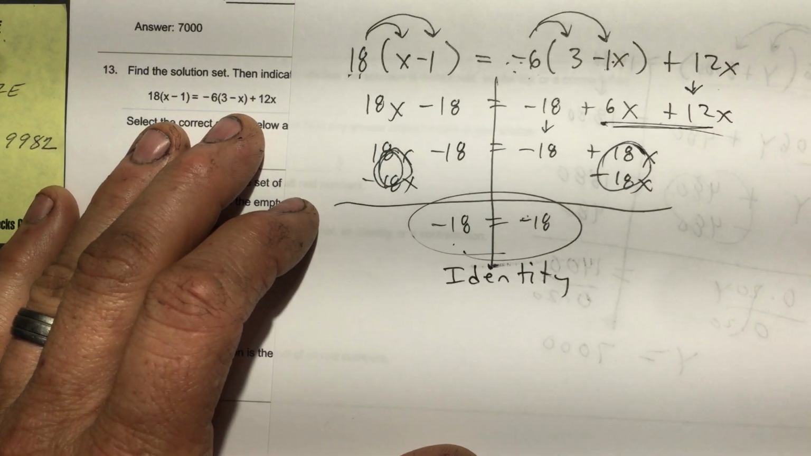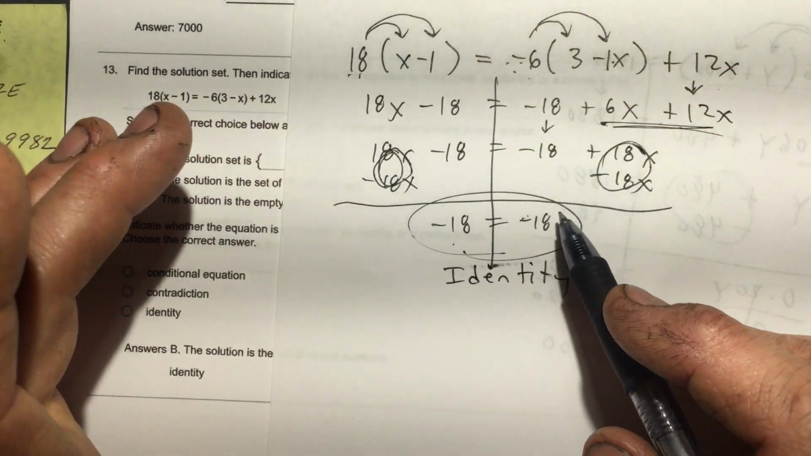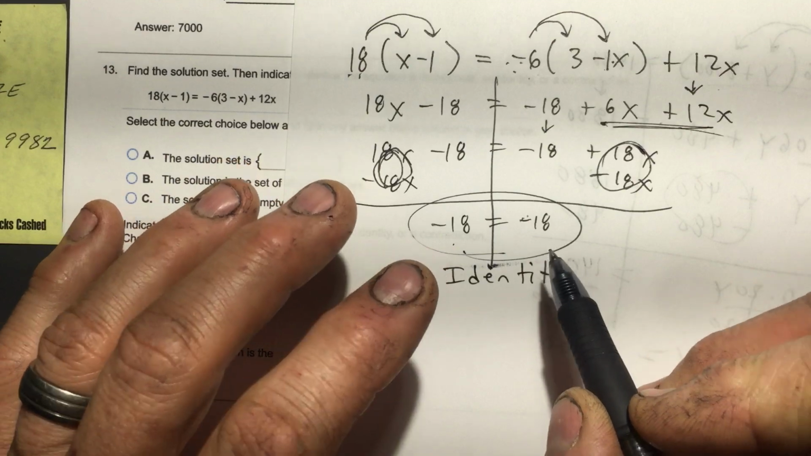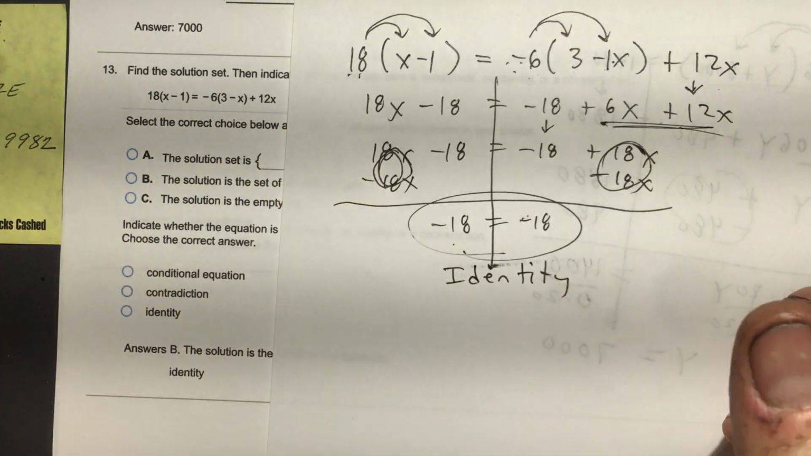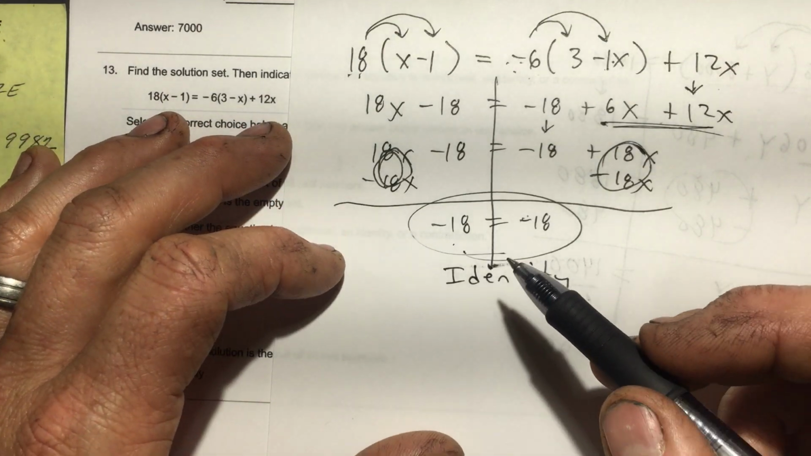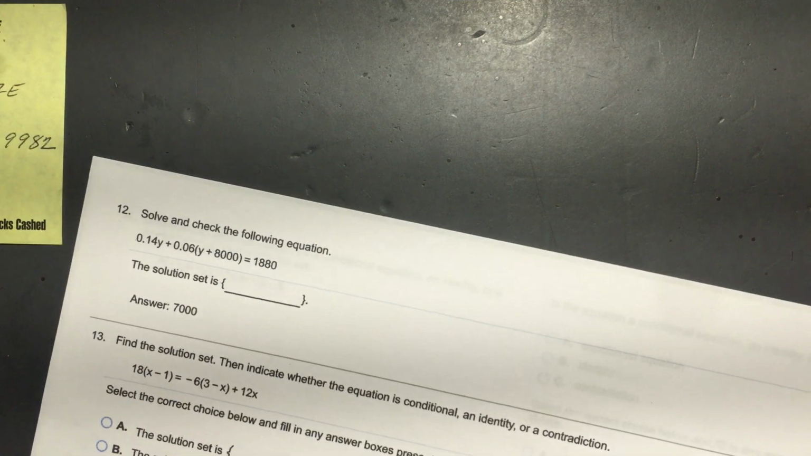Now, a contradiction would be, suppose I work this out and my x is zeroed out, and suppose what I had left was not equal. Then that means it's a contradiction, and there's no value of x to make it work out. So that would be a contradiction. Let's look at one like that.